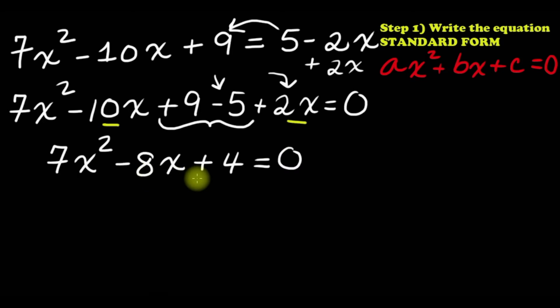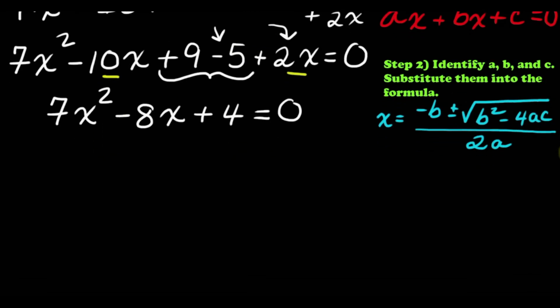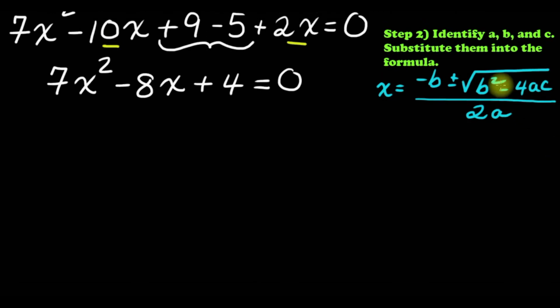Okay, so this is what standard form looks like: 7x squared, ax squared plus bx plus c. So that's the first thing you have to do, is get it into standard form. Next step is to identify a, b, and c, and then you are going to substitute those numbers into the quadratic formula. And you're given a quadratic formula here. Step 2 is to identify a, b, and c, and then substitute them into the quadratic formula.